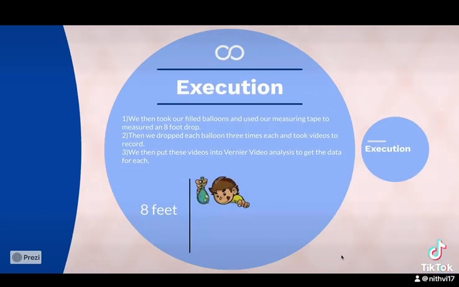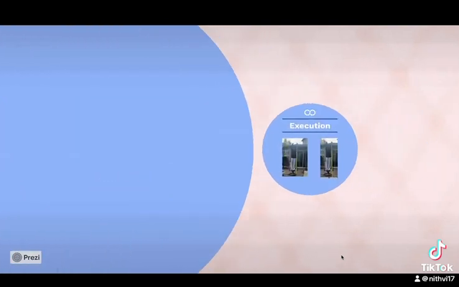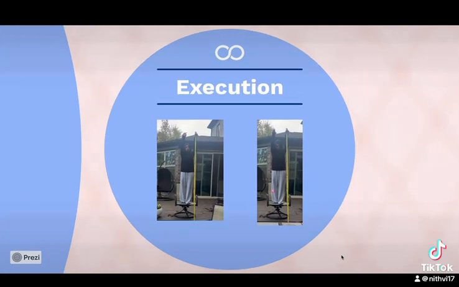To execute this, we then took our filled balloons and used our measuring tape to measure an 8-foot drop. Then we dropped each balloon 3 times and took a video to record. We then put these videos into Vernier Video Analysis to get the data for each. Here's an example of how we dropped them.